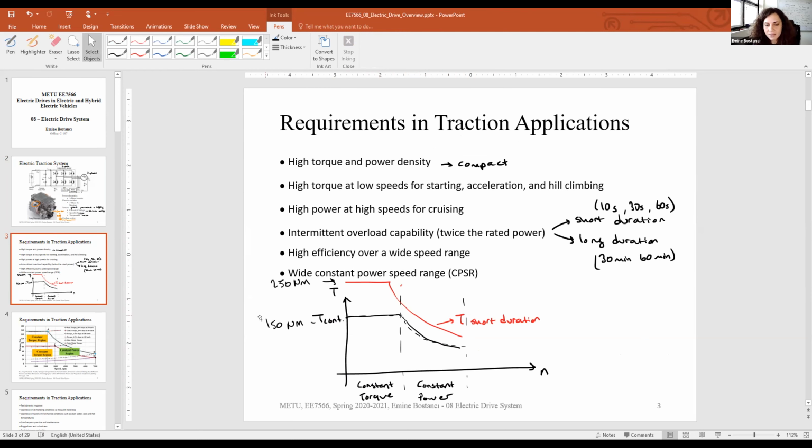Moreover, we need to have a high efficiency. The high efficiency requirement is actually straightforward. We need a high efficiency so that we can get a long range. If we have a low efficiency, then we need to put in more battery. If we have more battery, the efficiency will decrease, and so on. So high efficiency over a wide speed range is important so that we can get a long range.